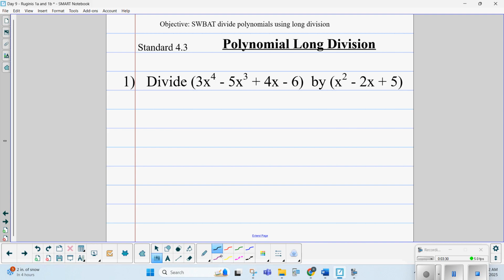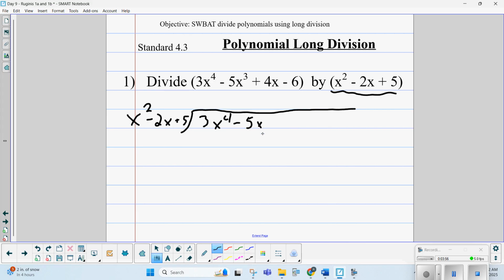So we're going to use the same symbol you used in middle school, that little long division symbol. We're going to put what we call the divisor on the outside. The thing we're dividing by goes on the outside. And then we're going to put the dividend, or the thing that we're dividing, on the inside. So 3x to the 4, minus 5x cubed, plus 4x minus 6.